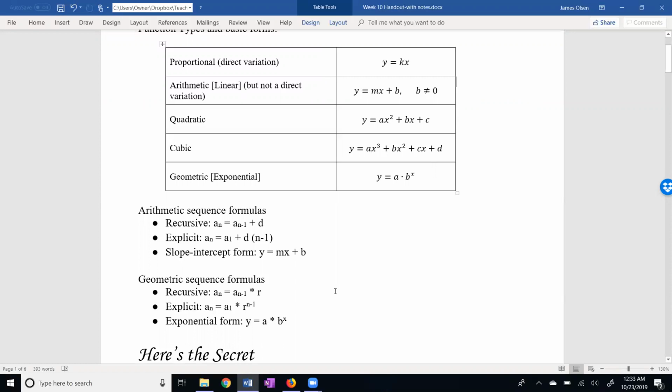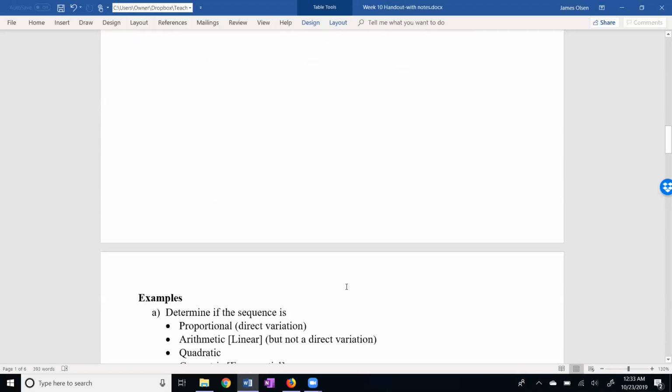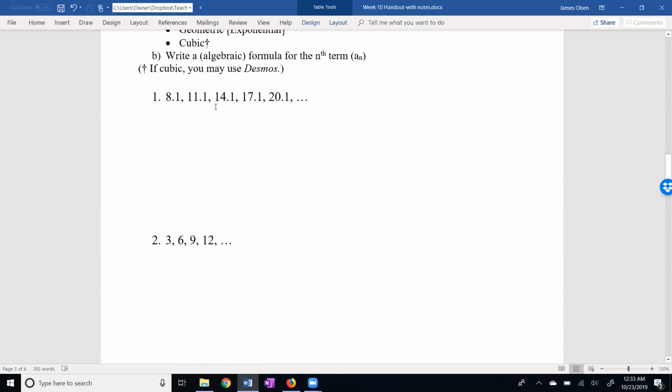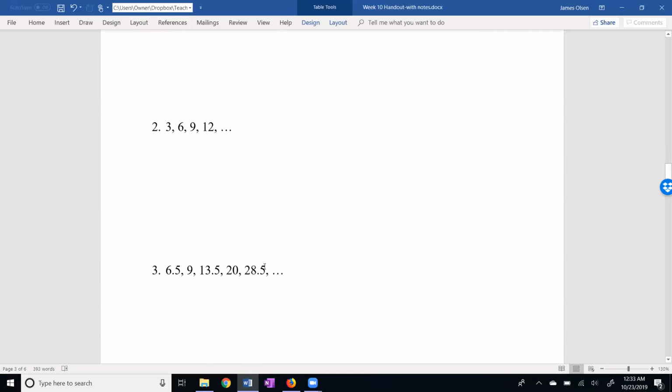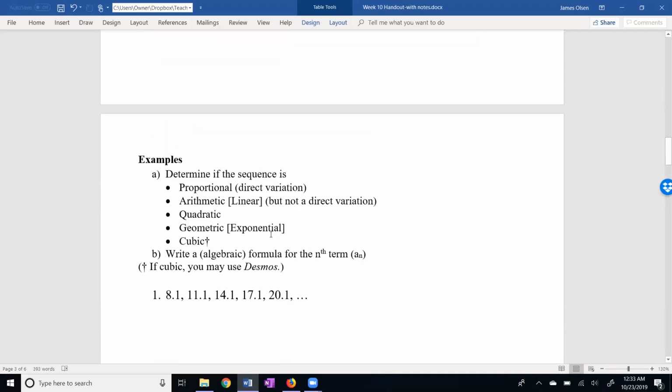So, how are we going to do this? Well, what do the questions look like? The questions are going to look like this, where we have a sequence of numbers here, and we're trying to determine what type of function it is.